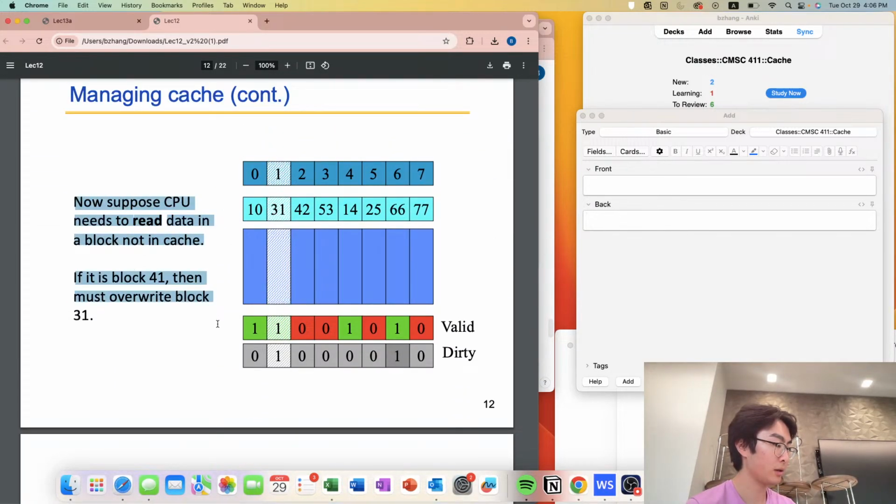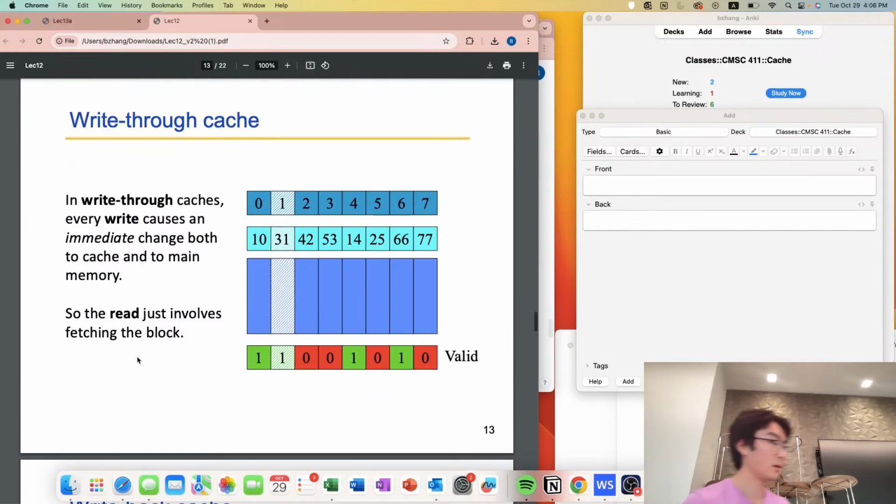Suppose the CPU reads data in the cache and the block is not in the cache. If it is block 41, then it will overwrite block 31. Read through the cache and rewrite, so that we're just fetching blocks.